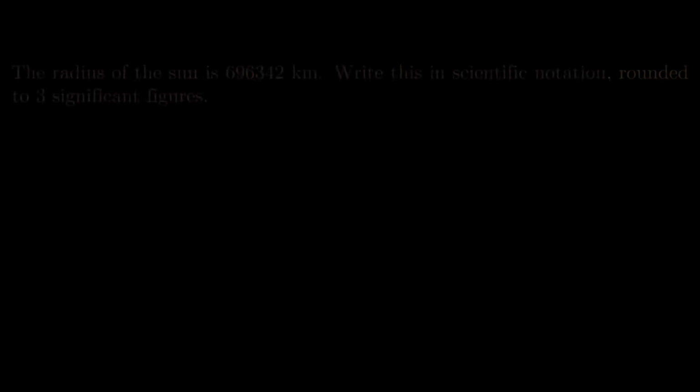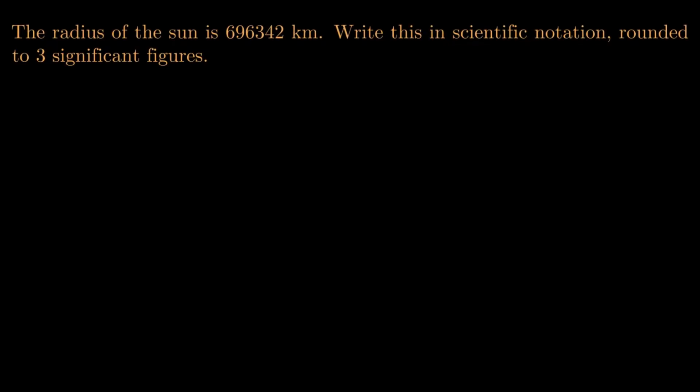Okay, we'll also be using the language of significant figures from last time. So here, we're trying to write this measurement of 696342 in scientific notation, but rounded to 3 significant figures. Okay, so what does that all mean? So here's our number. Everything here is, of course, significant. We have no random zeros at the end or anything.